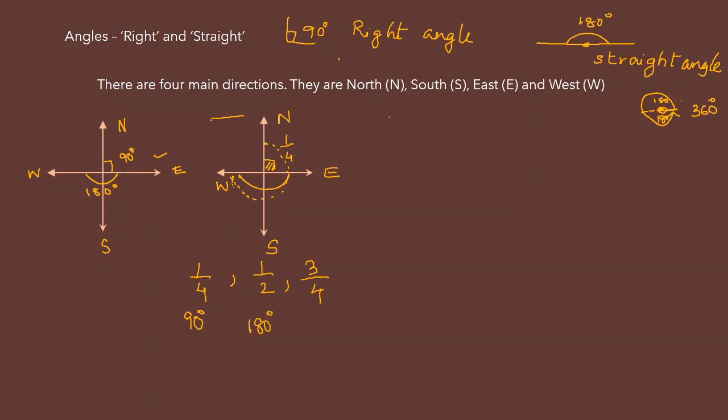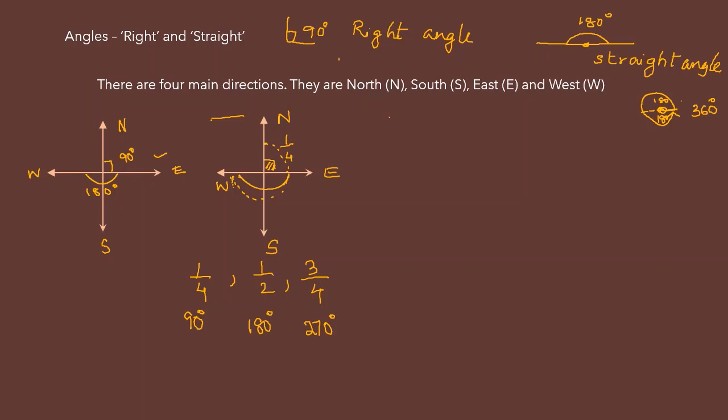It is 180 degree. 3/4 will be 180 plus 90, that is 270 degree. Are you following this? This is what you should understand. When you say right, it is 90 degree. Straight, 180 degree. 1/4 of a rotation, in this case it is 90 degree. Half of a rotation is 180 degree. 3/4 of a rotation, it is 270 degree.